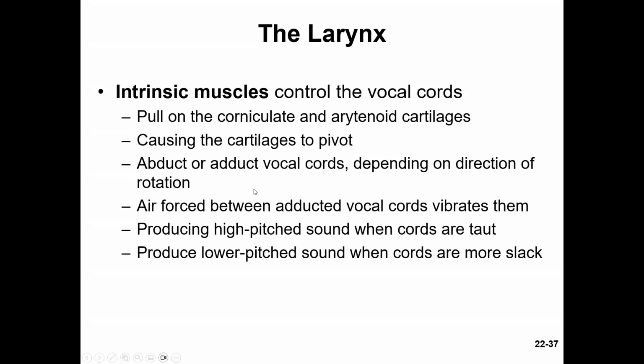Muscles control vocal cords. They pull on the corniculate and arytenoid cartilages, causing the cartilages to pivot. As they pivot, the cartilages are attached to vocal cords, causing them to abduct, right, or rotate. Air forced between the adducted vocal cords vibrates them, producing high-pitched sound.